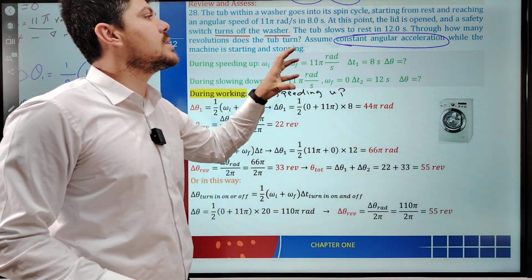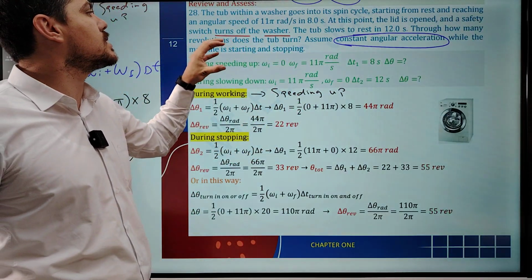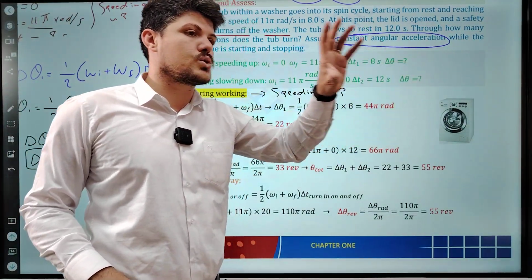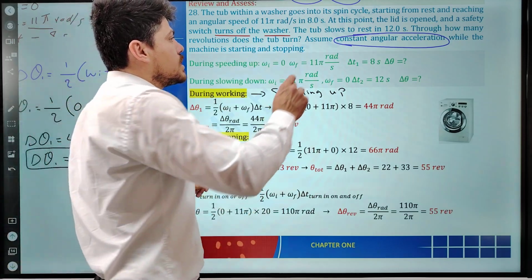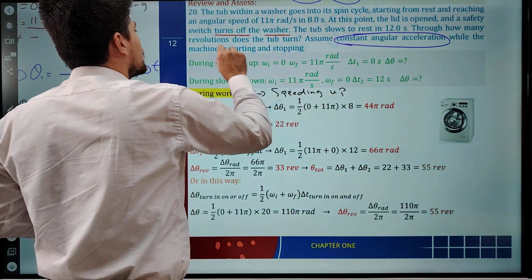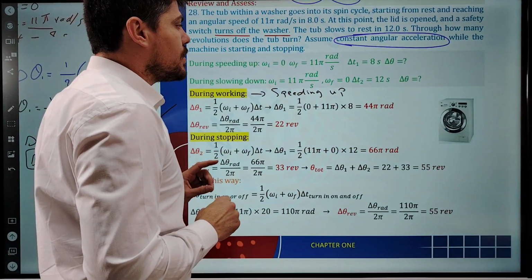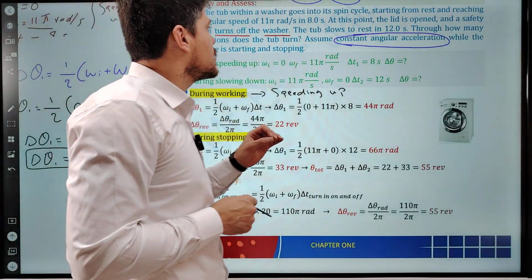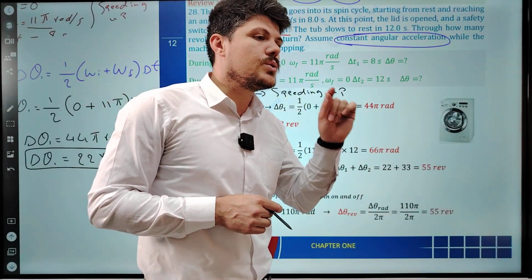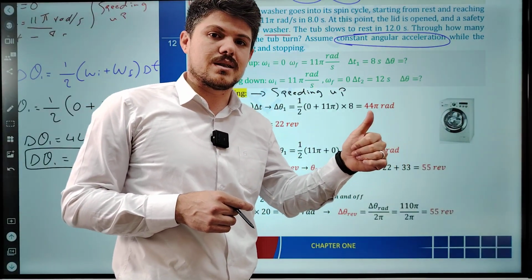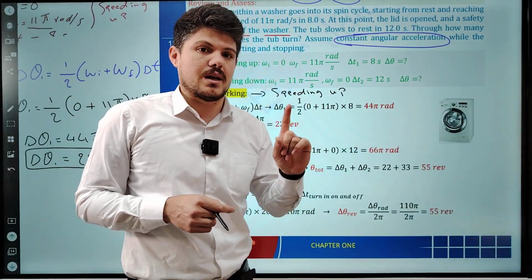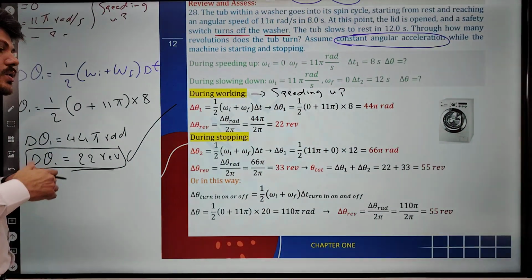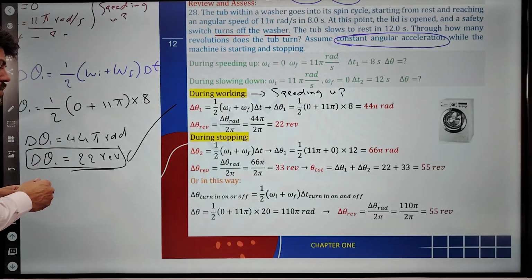The question doesn't say through how many revolutions the top turns during slowing down or stopping only. Assume constant angular acceleration while the machine is starting and stopping. But if the question says through how many revolutions the top turns in the first 8 seconds, in the first 8 seconds, how many revolutions do we have? 22 revolutions. Or during speeding up, how many revolutions do we have?